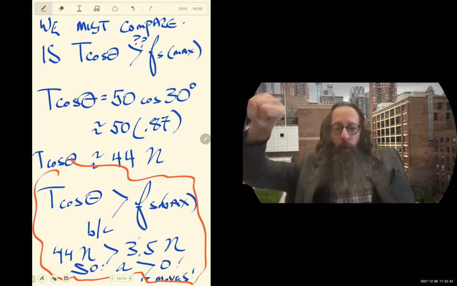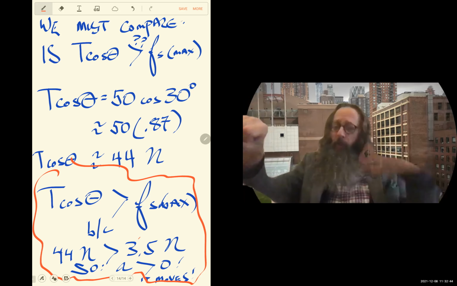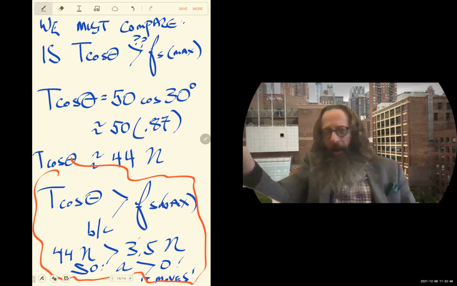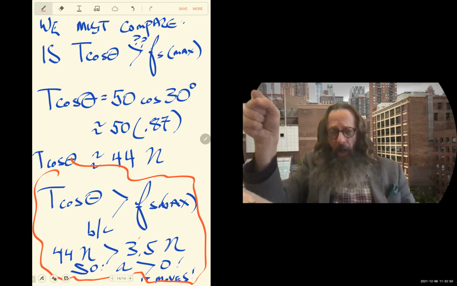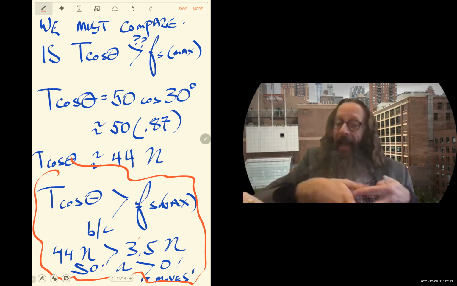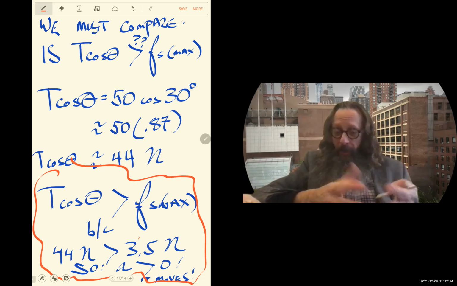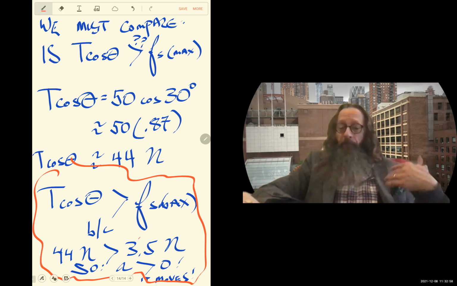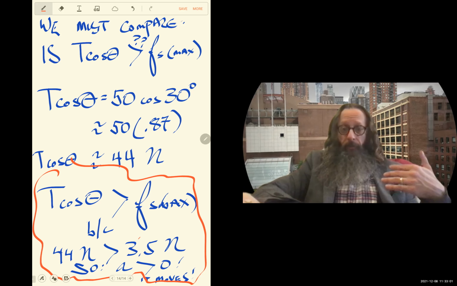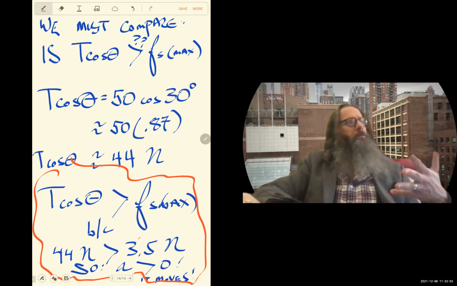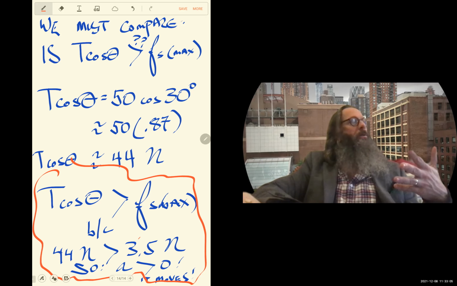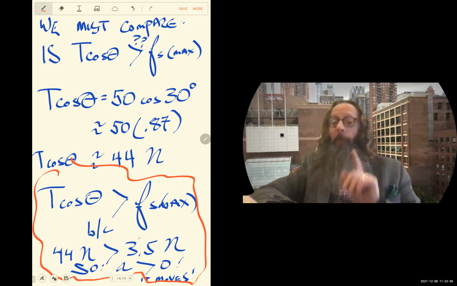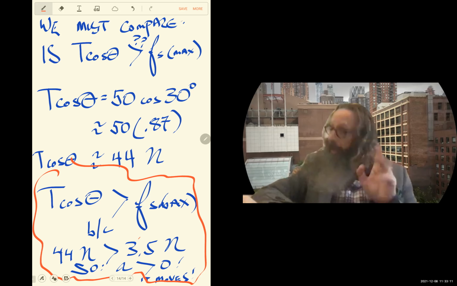What all this trig and these vectors are really saying is that 50 got divided into two jobs, a rightward pulling job and an upward pulling job. It got divided in a triangular, trigonometric, vectory kind of way. What we're really saying here is that 44 plus 25 equals 50.